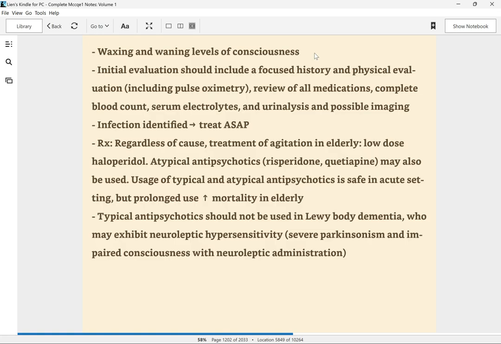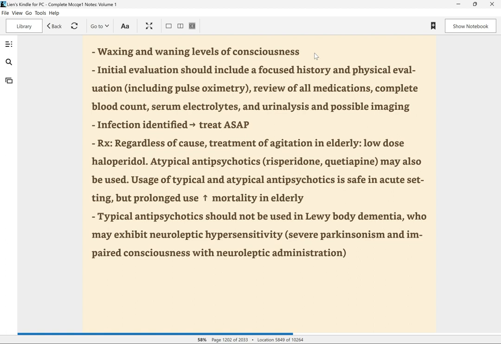Delirium. Waxing and waning levels of consciousness. Initial evaluation should include a focused history and physical evaluation, including pulse oximetry, review of all medications, complete blood count, serum electrolytes and urinalysis and possible imaging. Infection identified, treat ASAP. Rx, regardless of cause, treatment of agitation in elderly, low-dose haloperidol.